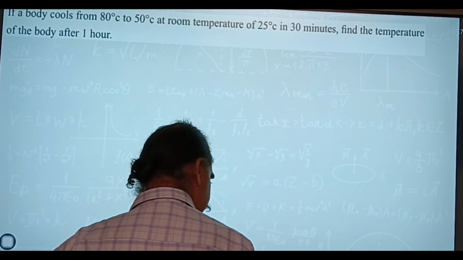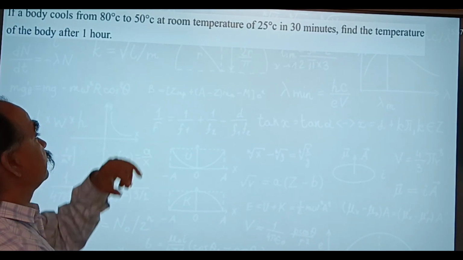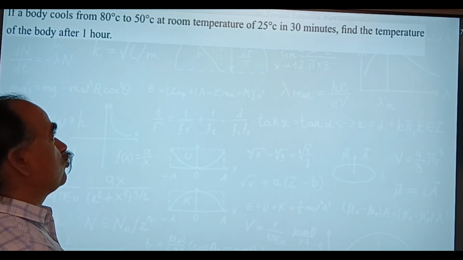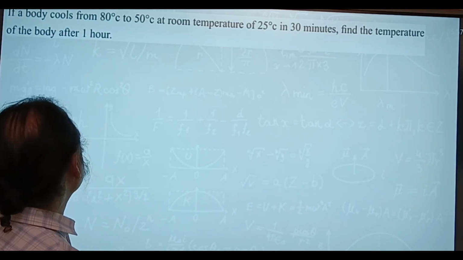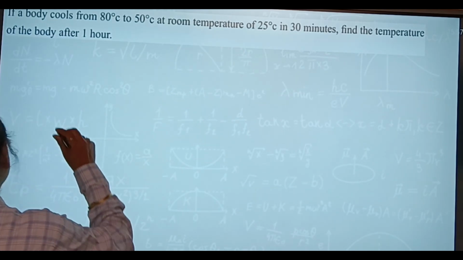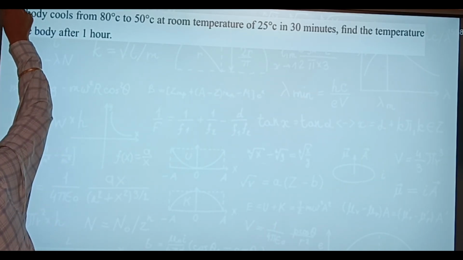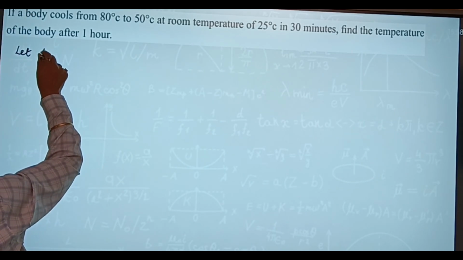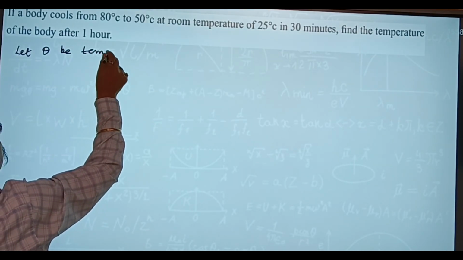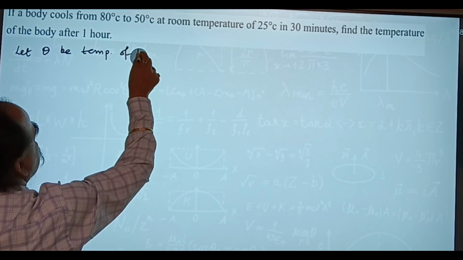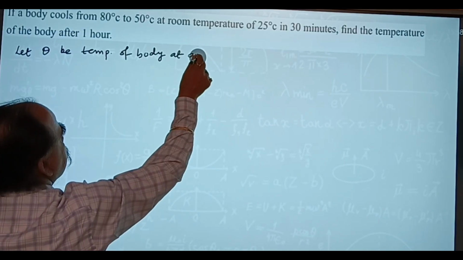If a body cools from 80 degrees Celsius to 50 degrees Celsius at room temperature of 25 degrees Celsius in 30 minutes, find the temperature of body after 1 hour. Let theta be the temperature of body at any time t.